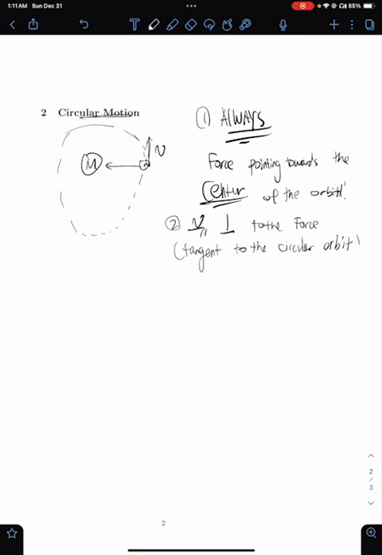Now, then we might want to link the magnitude of the velocity with the force that is pulling towards the center, which we note as the centripetal force. So the centripetal force's magnitude is going to be the mass of the object that's spinning times v squared of the object over r, which is the radius of the circular orbit.